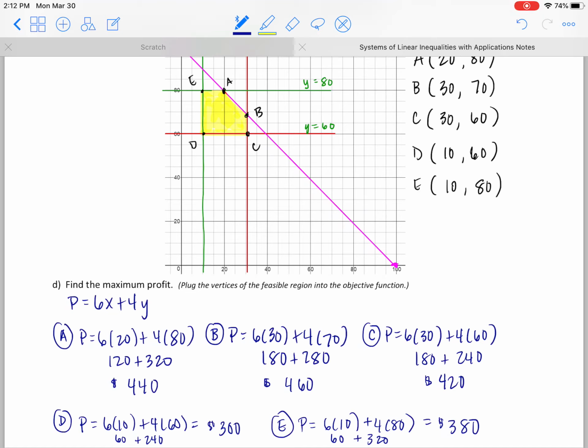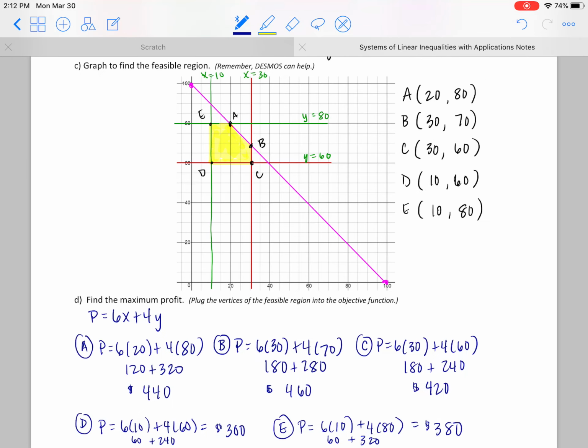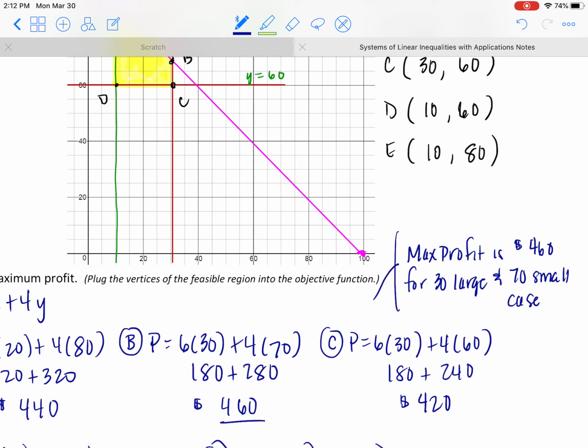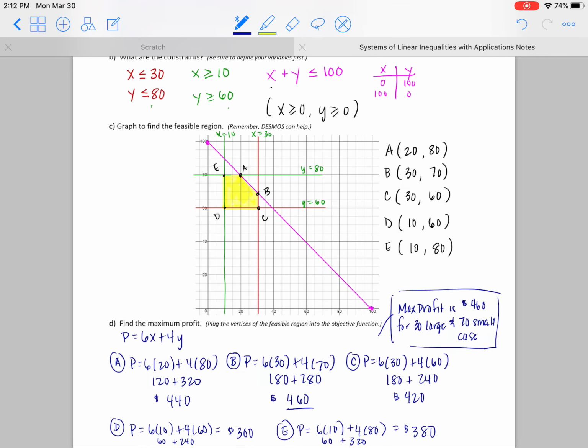Okay, so the lowest profit that they're going to make in this scenario is going to be $300, and that's when they sell 10 large and 60 small cases. And the maximum profit happens at point B, when they sell 30 large and 70 small. So to answer this question, the max profit is $460 for 30 large and 70 small cases, right? This one right here.